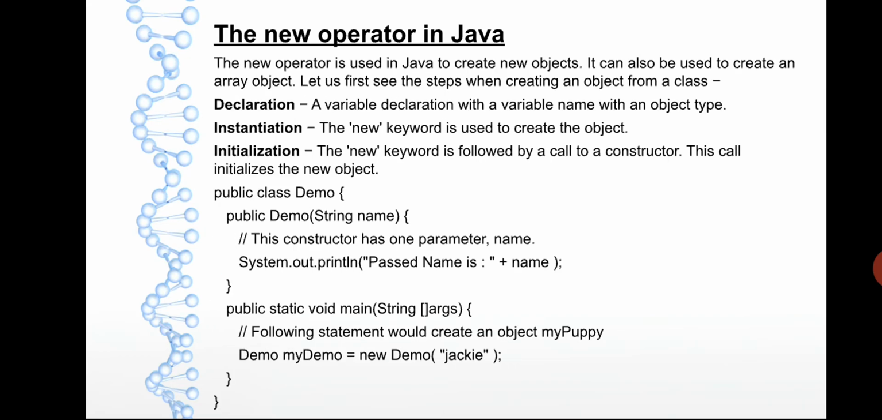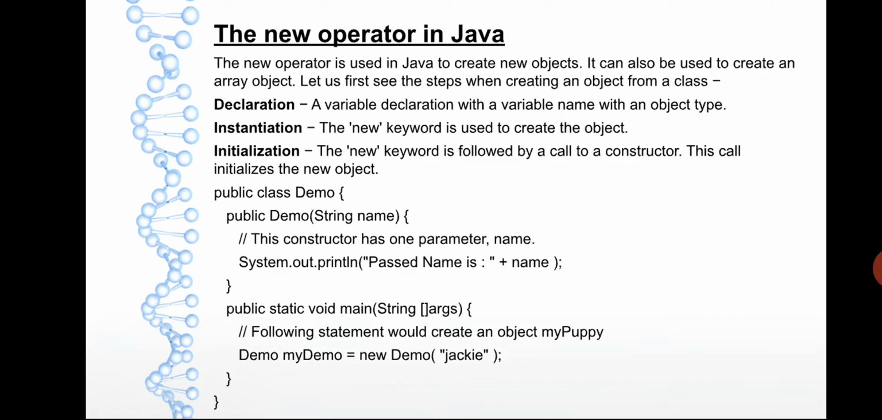Fine. Now the next thing is the new operator in Java. You have used the new operator many times recently. In depth, we can see how it is used in the creation of an object. Now how can you make use of the new operator and what is its use, we will see now. The new operator is used in Java to create a new object. It can also be used to create an array object.